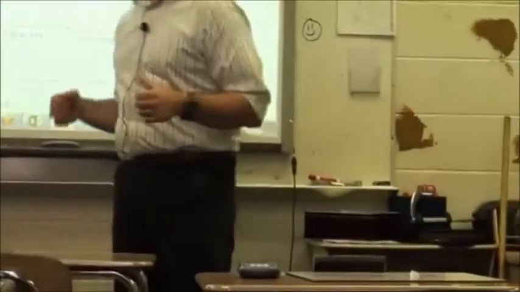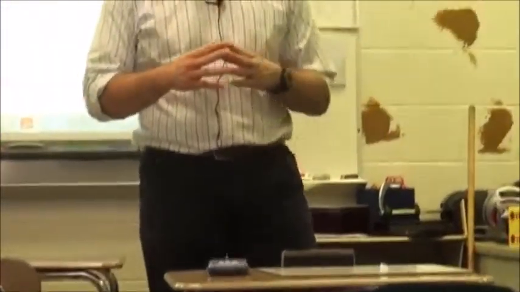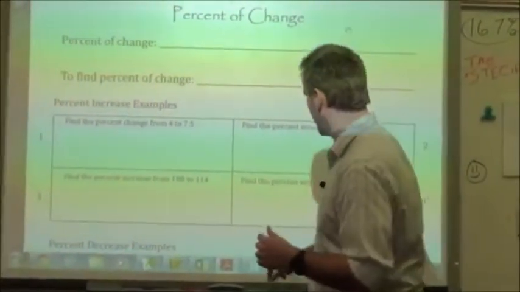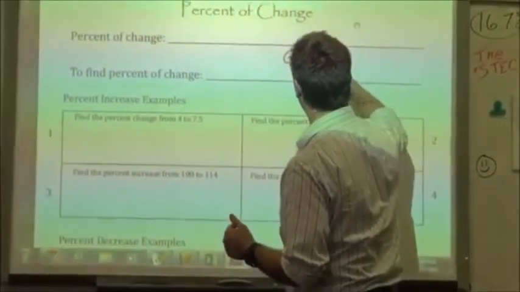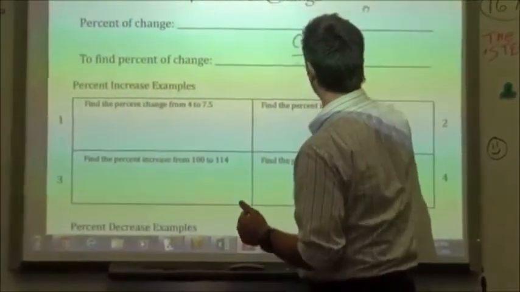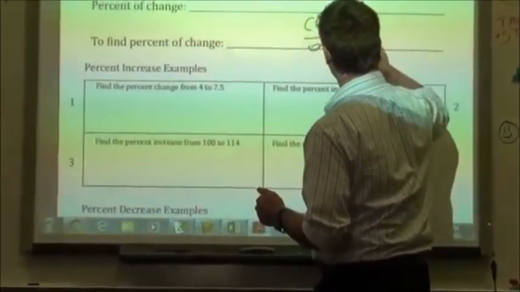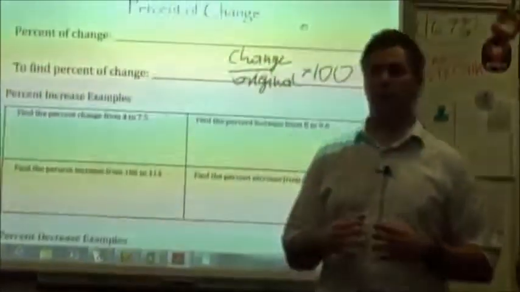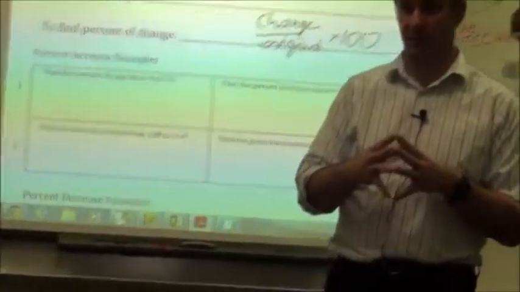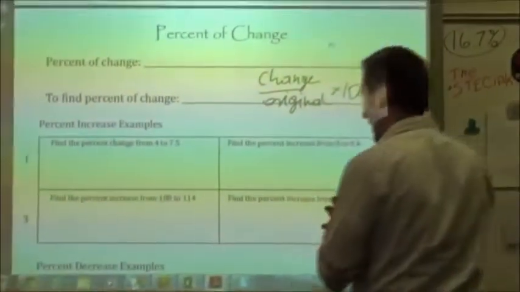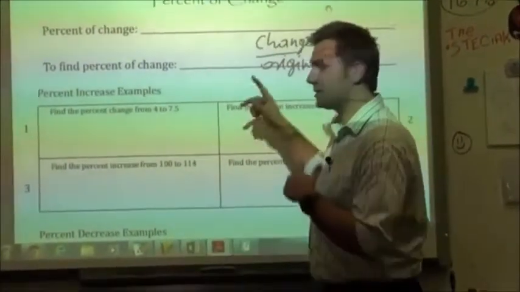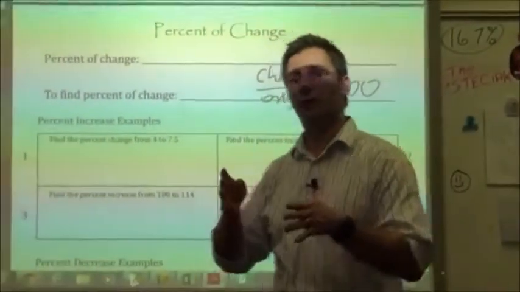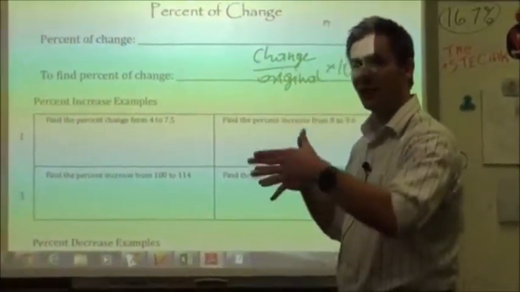Ready? Percent of change. Let's move on to the percent of change. Percent of change, as you learn in your social studies, was change over original times 100. That is also true in mathematics. However, we are much more precise here, and instead of change, we're getting change as a subtraction. And you always subtract the first number from the last number.